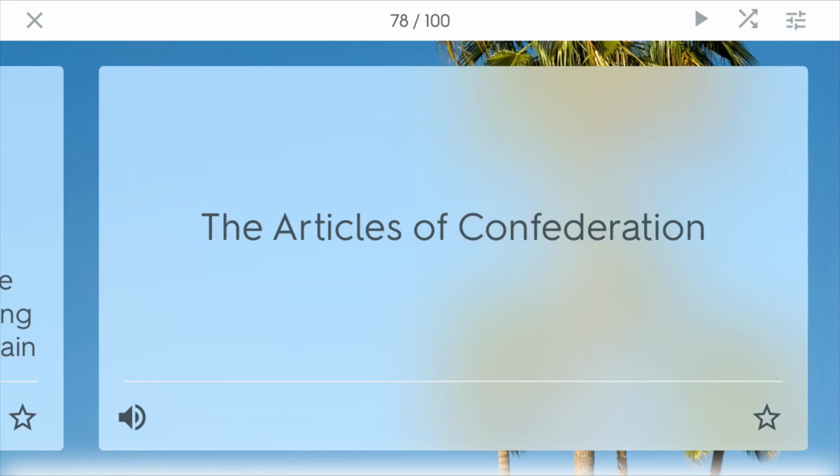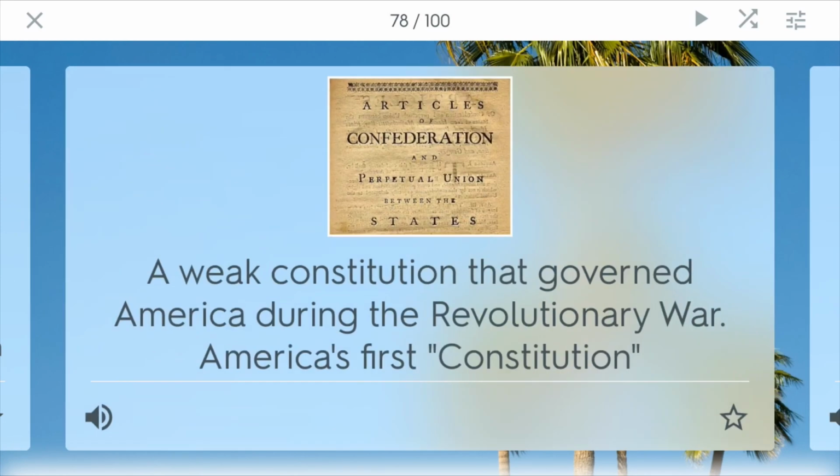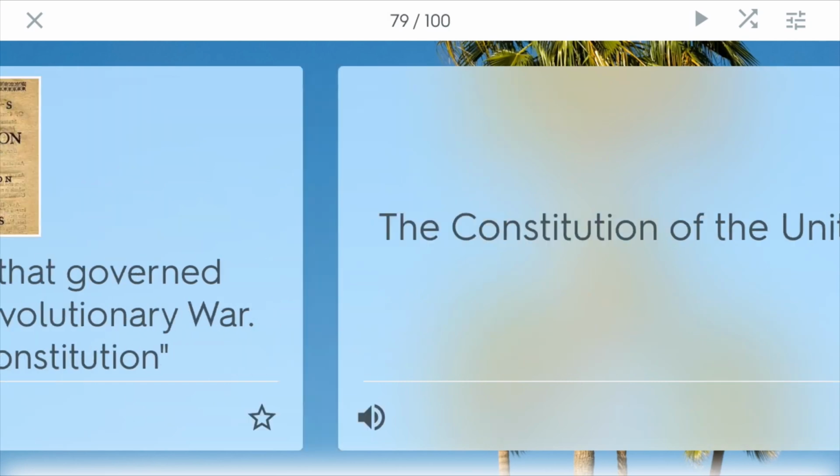happiness. The Articles of Confederation was a weak constitution that governed America during the Revolutionary War. It was America's first quote-unquote constitution, but it failed because it promoted a weak central government. Congress couldn't tax or regulate interstate commerce, and there was no national militia nor a strong executive or judiciary branch.